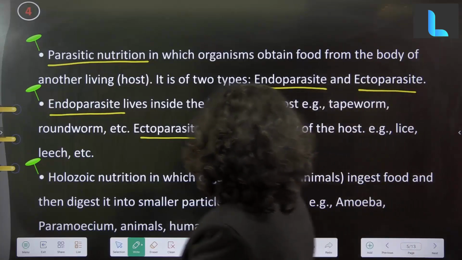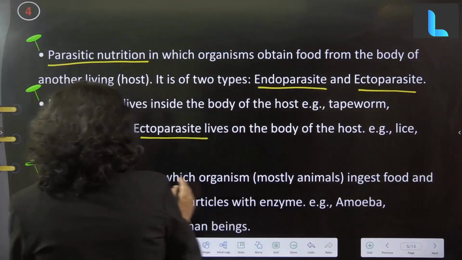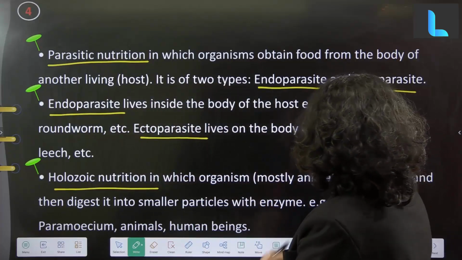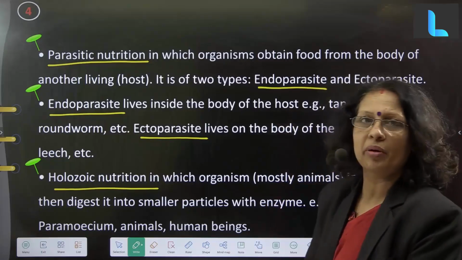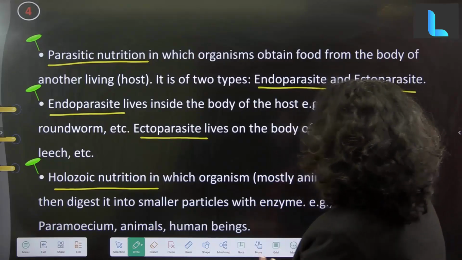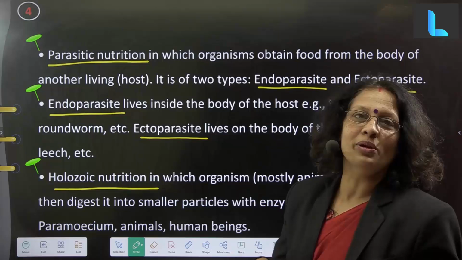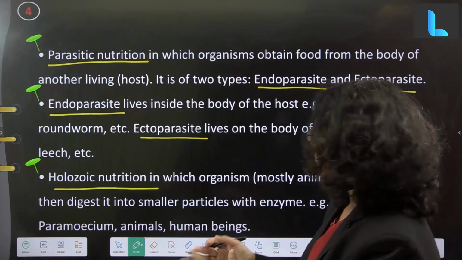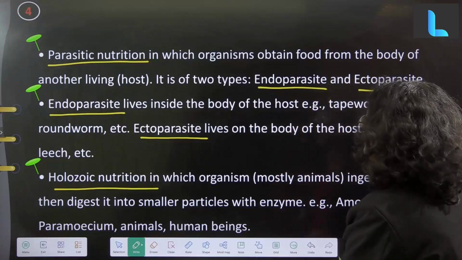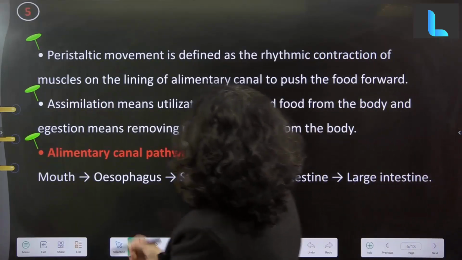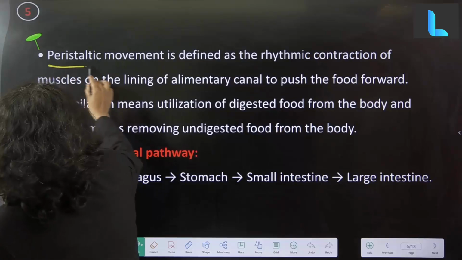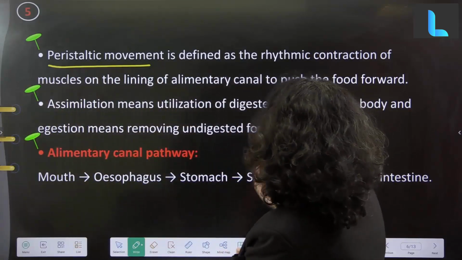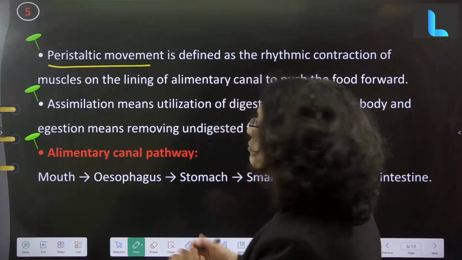Then holozoic nutrition, in which organisms, mostly animals, ingest food and then digest it into smaller particles with enzymes, like amoeba, paramecium and animals. They don't have specific organs for consuming food, but their body makes a shape, takes in that particular part, breaks it into smaller parts and digests it. Next we have different movements, like peristaltic movement, defined as rhythmic contraction of the muscles of the lining of the alimentary canal to push the food forward.